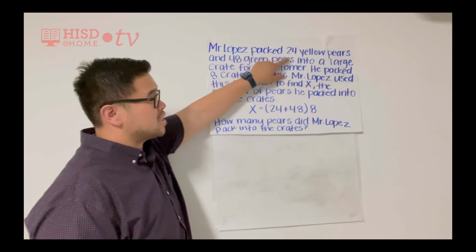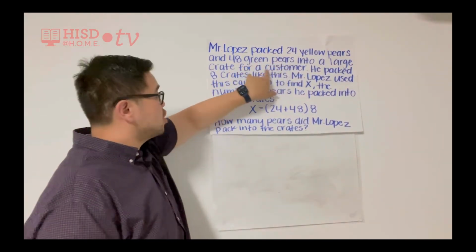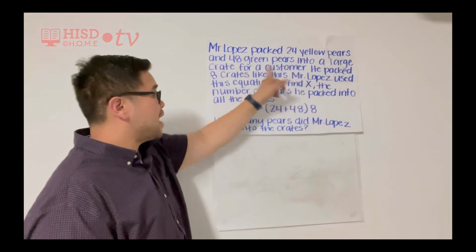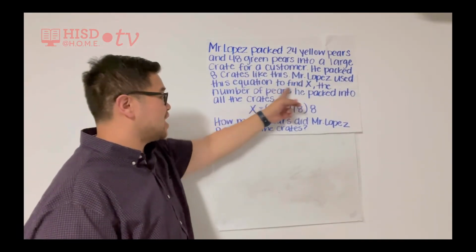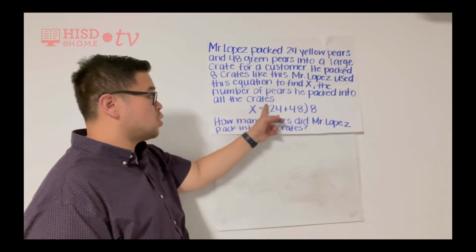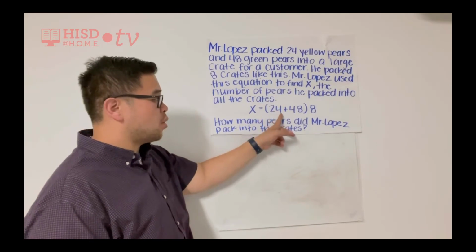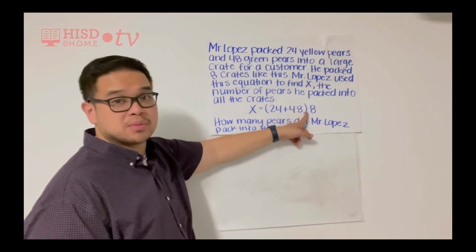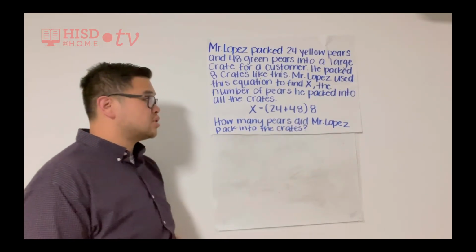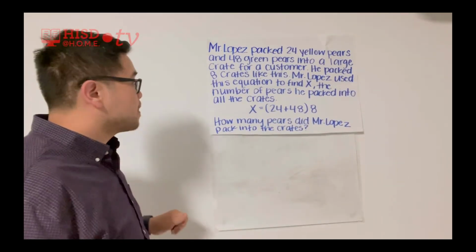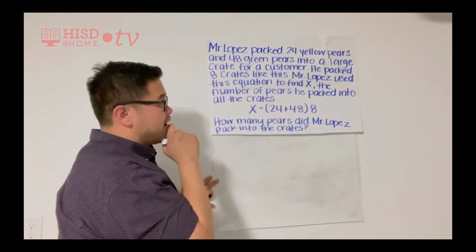Mr. Lopez packed 24 yellow pairs and 48 green pairs into a large crate for a customer. He packed 8 crates like this. Mr. Lopez used this equation to find X, the number of pairs he packed into all the crates. X equals 24 plus 48 times 8. How many pairs did Mr. Lopez pack into the crates?